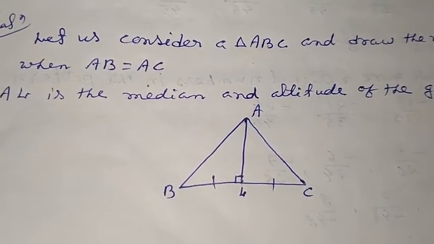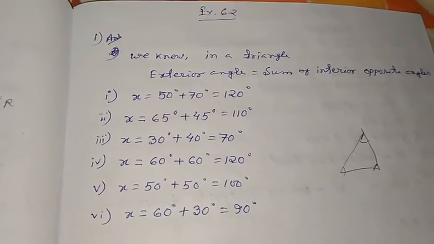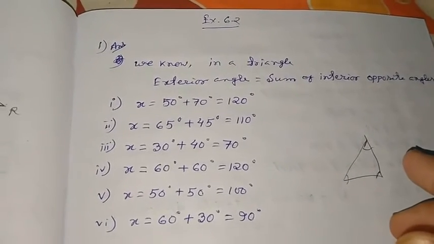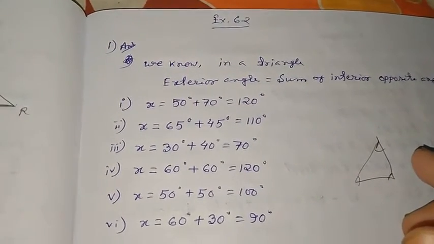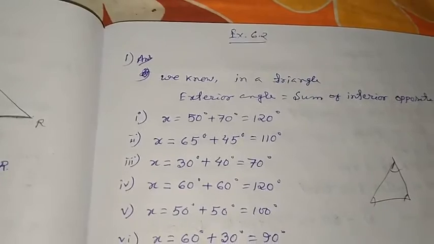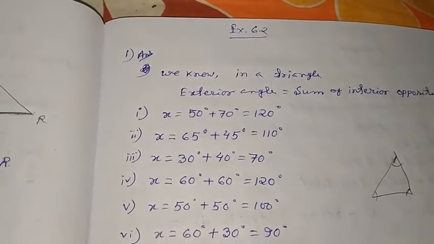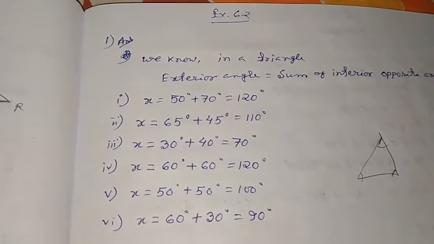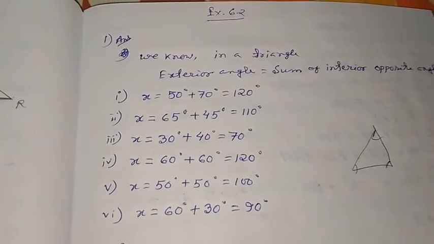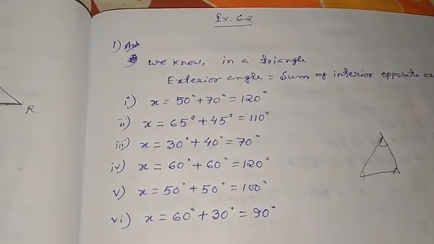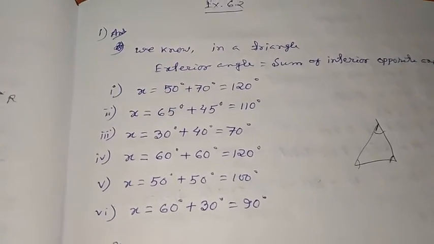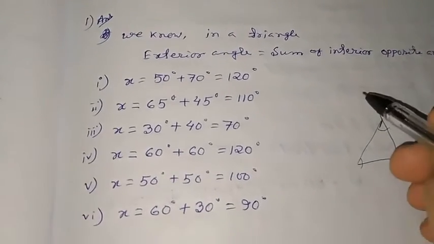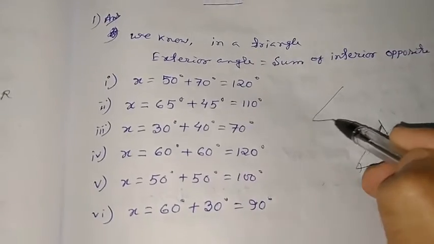Okay, then exercise 6.2, question number 1 says that find the value of the unknown exterior angle x in the following diagrams. That means you have to find the value of the unknown angle, that is x, from exercise 6.2, question number 1, Roman number 1. Okay, so you have to draw the figure. So this is the figure.